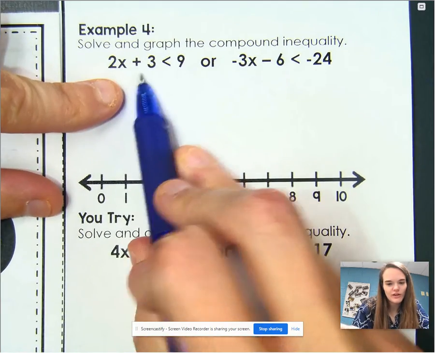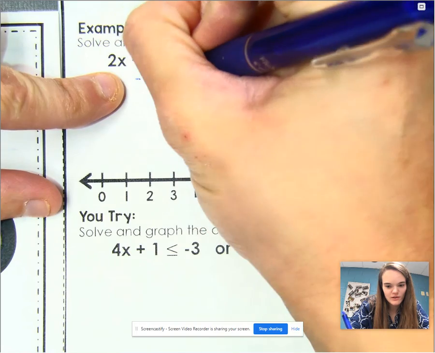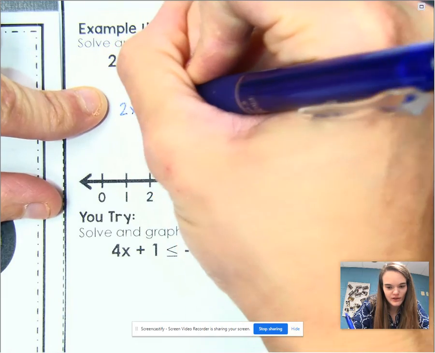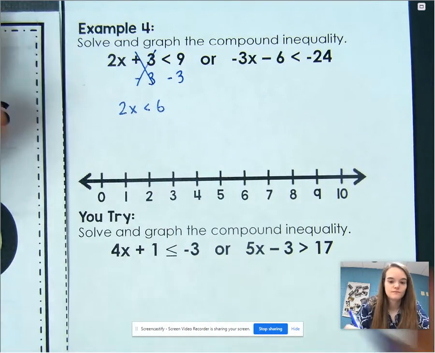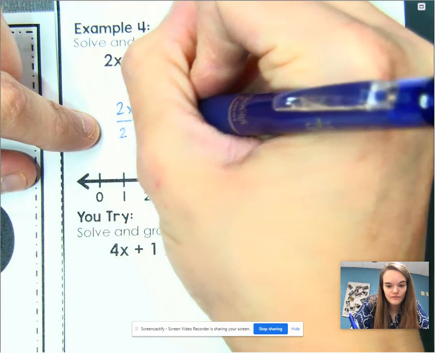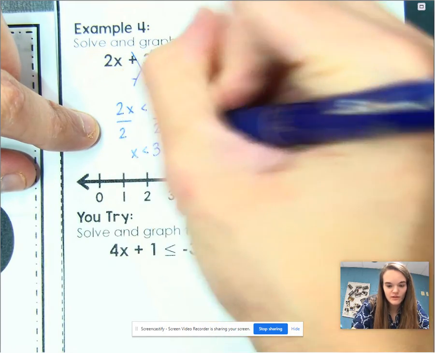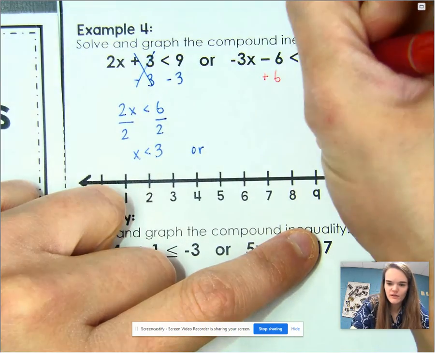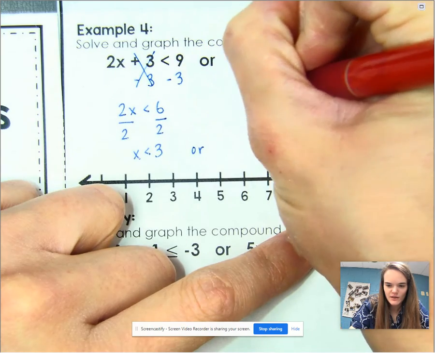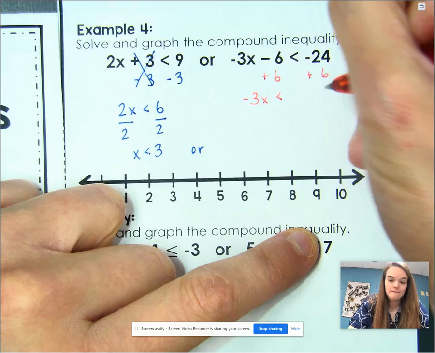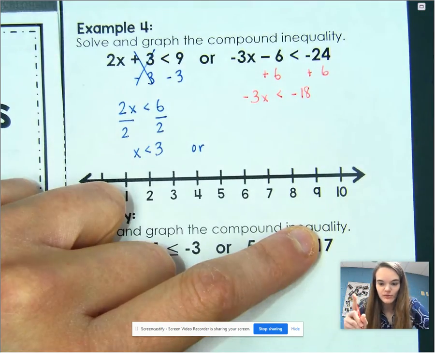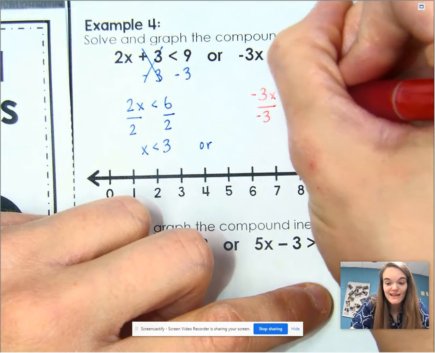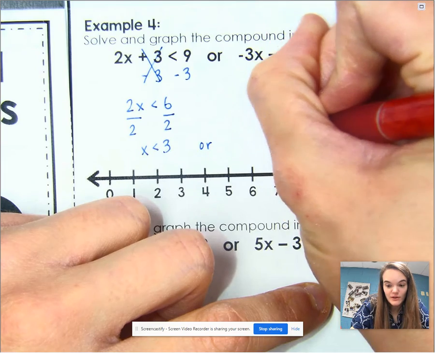All right, so we're going to solve this inequality first. So I'm going to subtract 3. 2x is less than 6. Divide by 2. X is less than 3. Or, I'll solve this one. Add 6. -3x is less than -18. Remember that whole, I sometimes make math mistakes. If I do, let me know. All right, divide by -3. I'm dividing by negative. So flip the symbol.